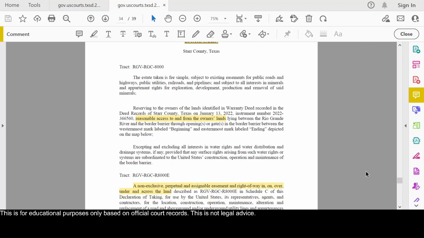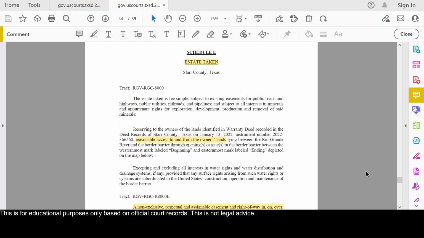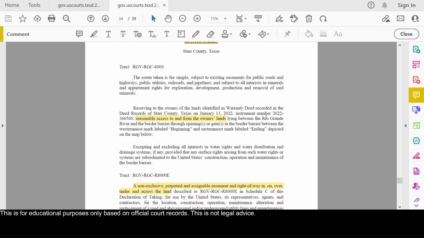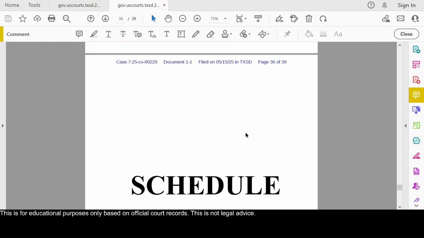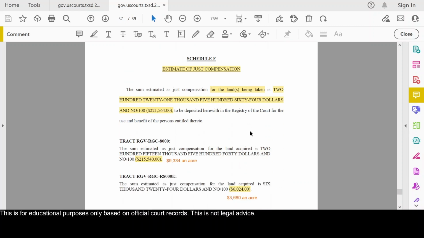Schedule E. So here is the estate taken. They're saying the estate taken is a fee simple, subject to existing easements for public roads, highways, public utilities, railroads, pipelines, and reserving to the owners of the land identified in the deed reasonable access to and from the owner's land. But what I'm really more interested in is what they're offering. Here's the estimate of just compensation. Again, it's an estimate, right? And they're saying it's just. Who decides what is just or not?